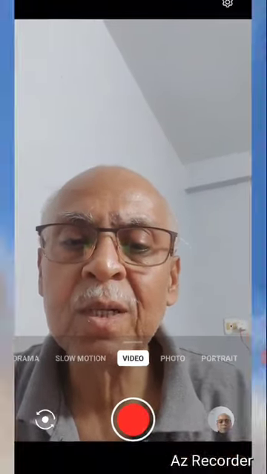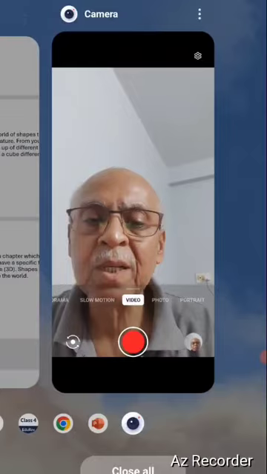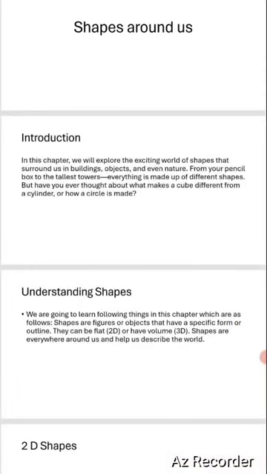So what is shape actually? Shape is a form of the object which is defined by the boundary of the object. It may be a line, it may be a point, it may be a curve or something like that. We will study in detail. So let us share my PowerPoint presentation so we can understand that.